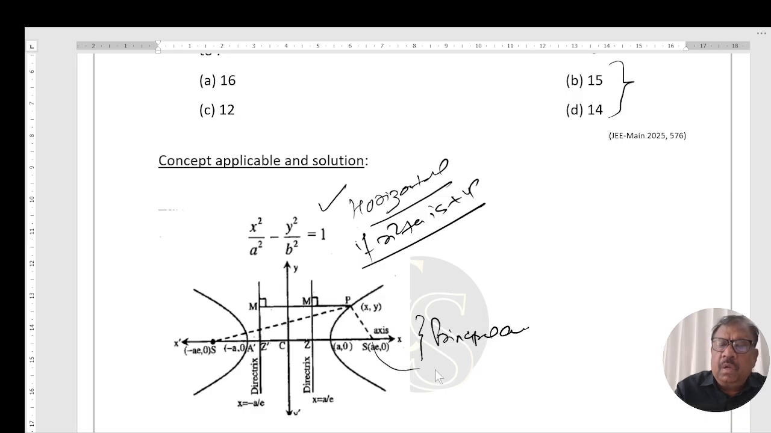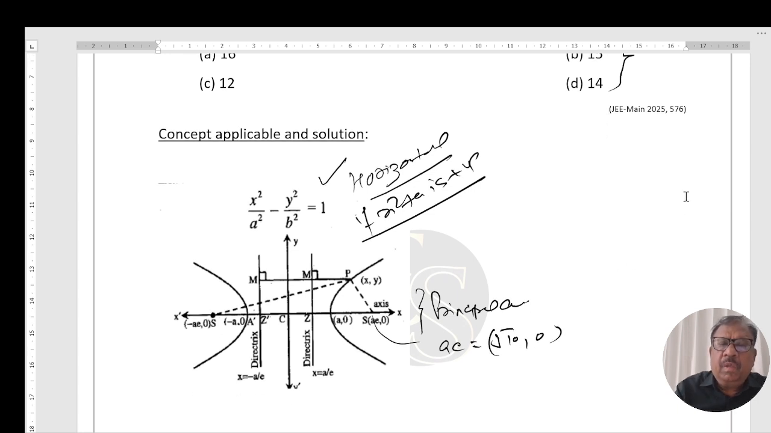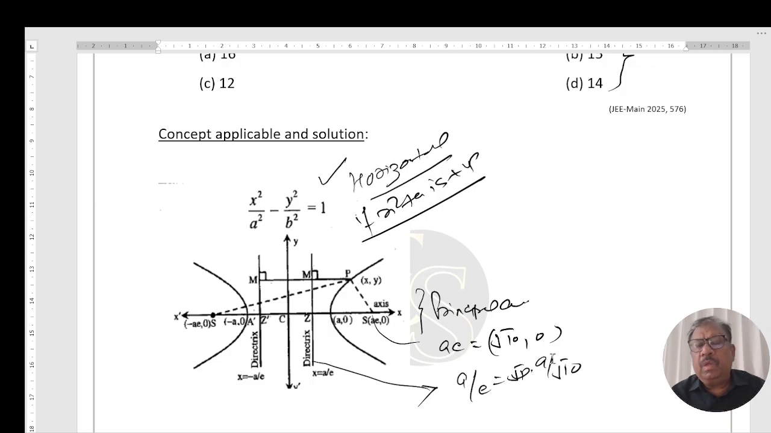The focus is (ae, 0). According to the question, ae equal to the given root 10, 0. Directrix is a line perpendicular to the principal axis, this one. a by e equal to 9 by root 10. So a equal to 9 by root 10 into e.